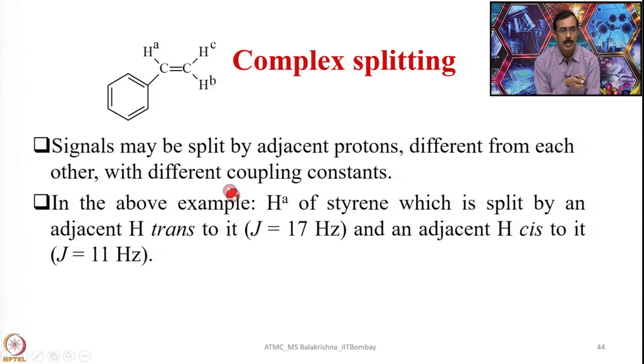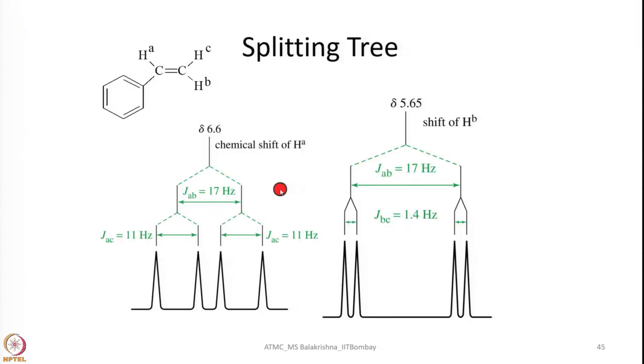So if H cis is 11 hertz, that means trans is more, 17 hertz. The first signal will be split by trans to give 2 signals, and each signal will be further split into 2 by H cis with 11 hertz. You can see here, 6.6, HA. HA first, you say 6.6.